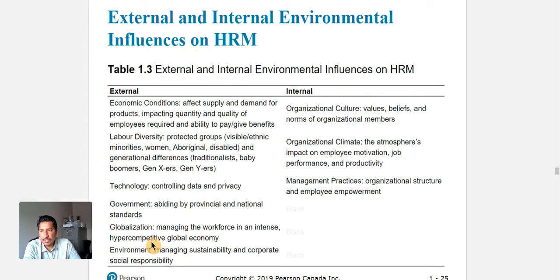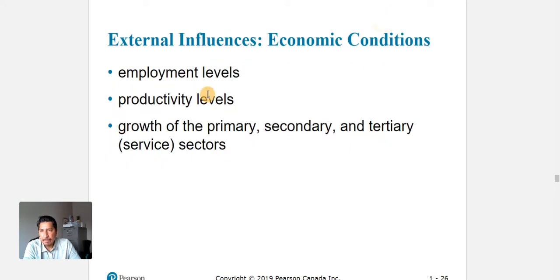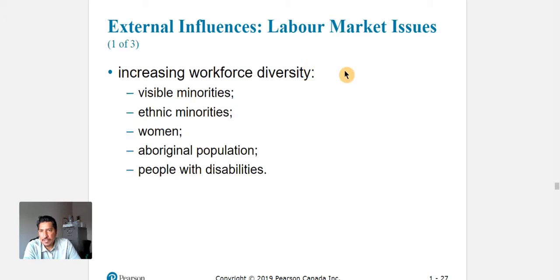Externally we have technology, controlling data and privacy. Internally we have management practices, organizational structure, and employee empowerment. Externally, employment levels, productivity levels, growth of the primary, secondary, and tertiary services sectors. Economic conditions and the labor market are another external factor which reshapes human resource management.